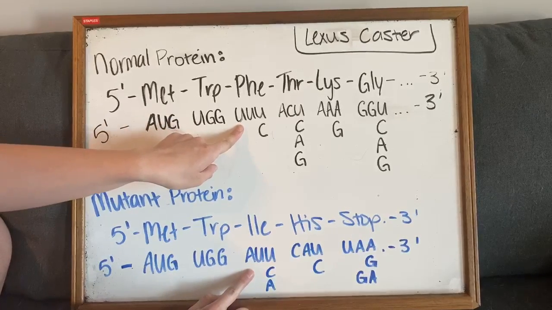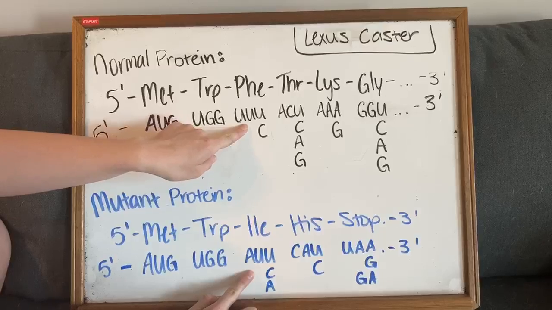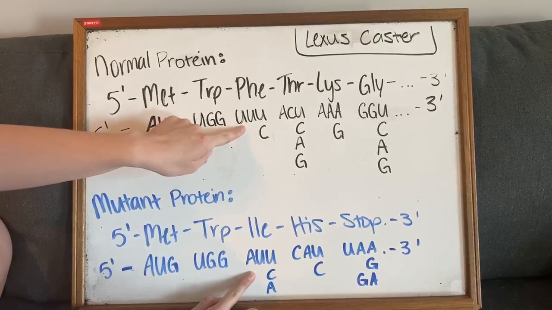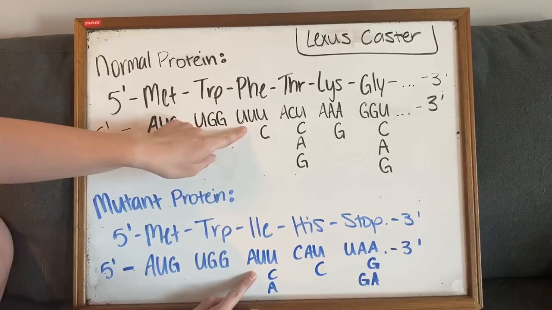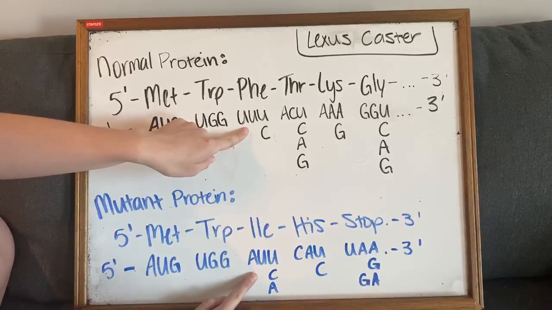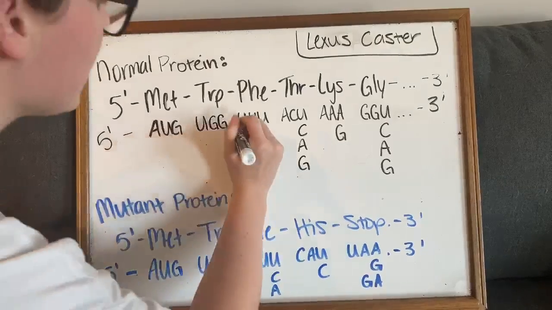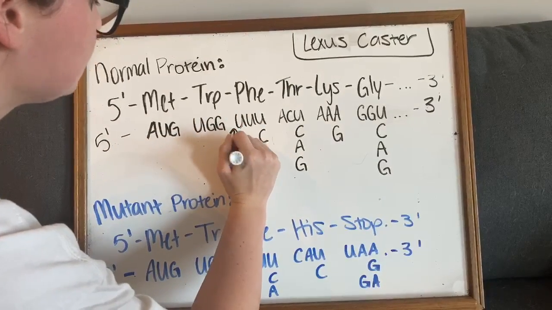If it was a deletion, in the normal coding sequence, there would be an A either before or after this U. If we look before, it's a G, and if we look after, it's a U. So that means that it is not a deletion. It's going to be an addition of an A right in front of that U.